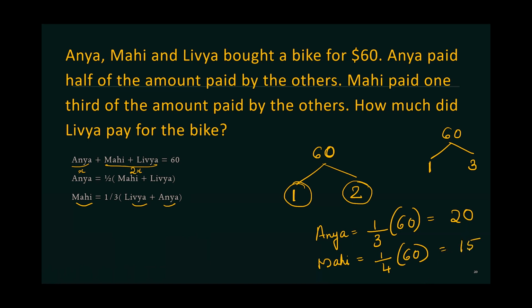So if Anya paid 20 and Mahi paid 15, that is a total of 35. So how much did Livia pay? Livia would have paid 60 minus 35, so she would have paid $25. Ratio gives you a perspective to solve, whereas in equations, you are solving step by step.